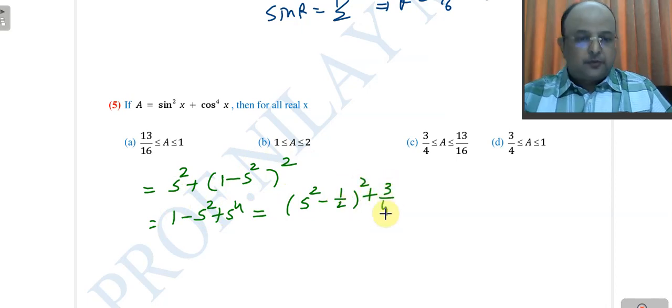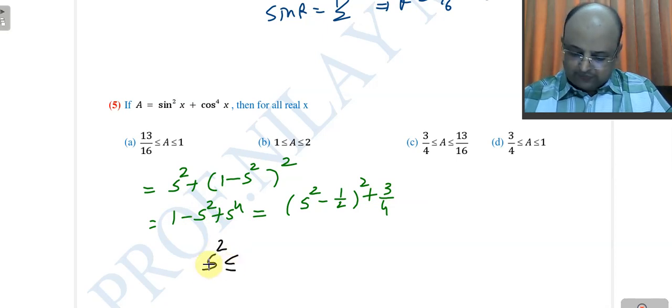We try to make a perfect square. We take half of the coefficient and we get it. And if you are not happy, you can expand. Well, what do you know about s square? S square, that is sin square x, always lies between 0 and 1. So for s square minus half, I subtract half throughout.